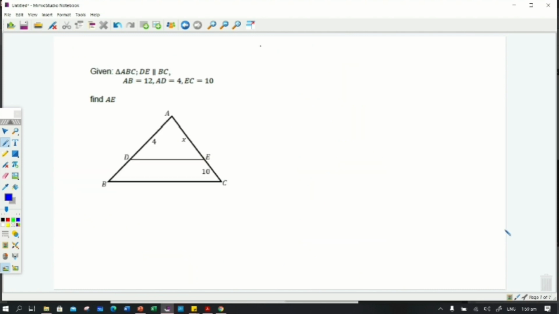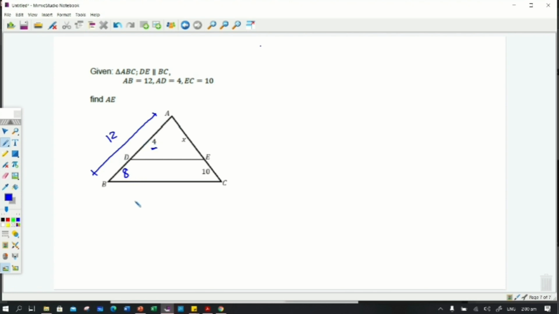Okay, let's have problem number 2. Given triangle ABC where DE is parallel to BC. Okay, so this one, DE is parallel to BC. Then also we have AB, which is the whole left. The measure is 12. Then we have AE, which is X, and then AD, which is 4, this one, and EC is 10. So you can actually get the measure of BD here. So if the measure of segment AB is 12 and AD is 4, so what is the measure of BD? The answer is 8, because 12 minus 4, that is 8.